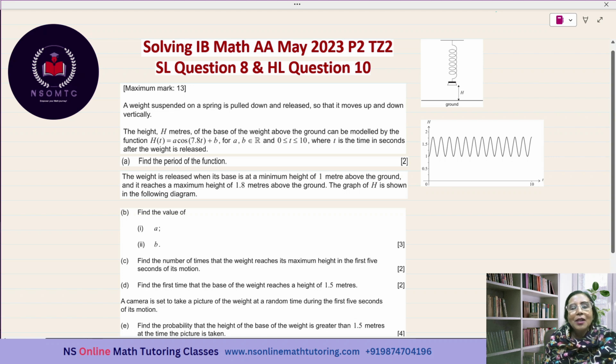Hello students, we are solving the IB Math AA AGL past paper questions and currently we are solving the IB Math AA AGL May 2023 paper 2 times on 2 past paper. Today we will be solving the question number 10 of this paper.